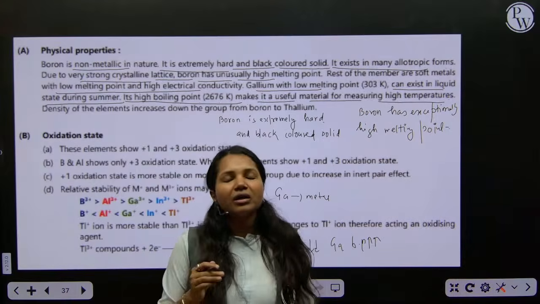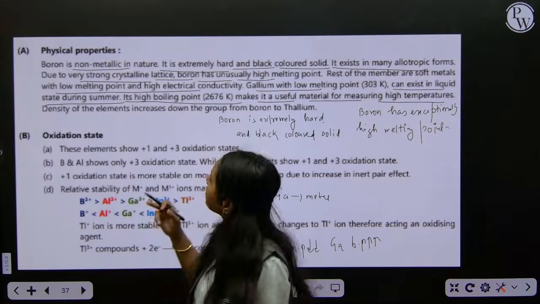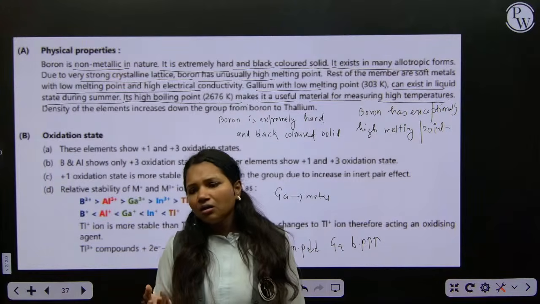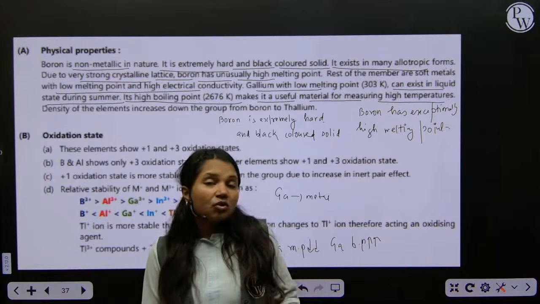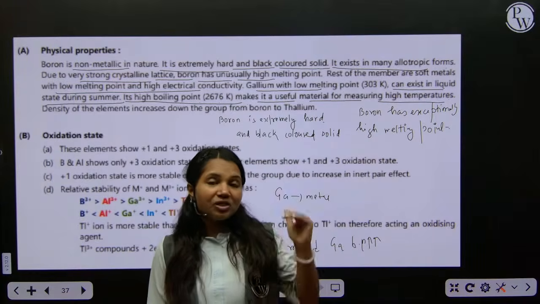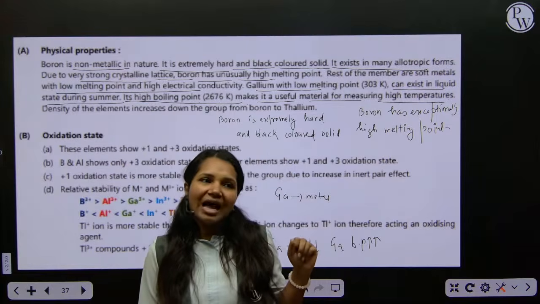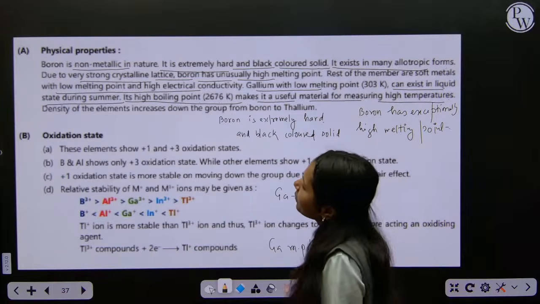For example, we cannot take any metal to measure high temperature. Let's say the temperature is 2000 Kelvin. If the metal melts before 2000, then how can it measure? So gallium can measure temperature up to 2676. That's why gallium is used as an instrument to measure temperature.